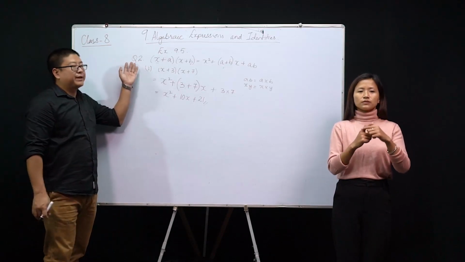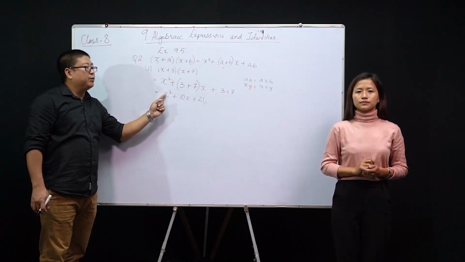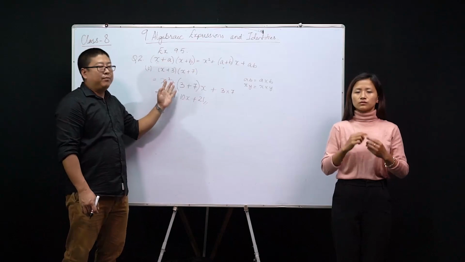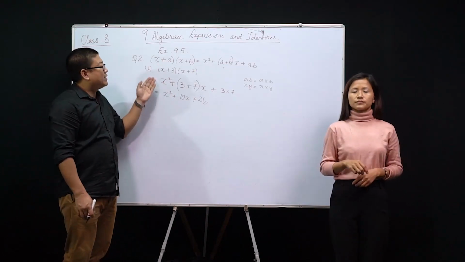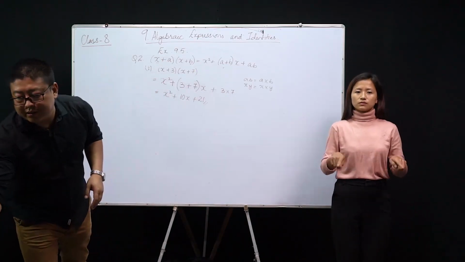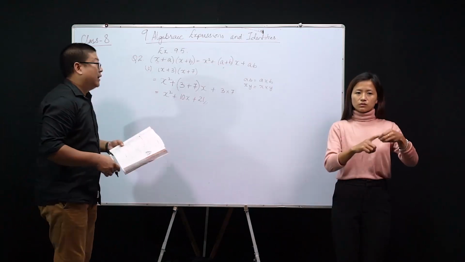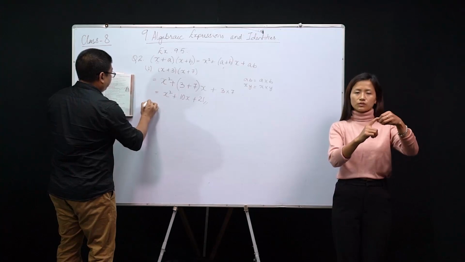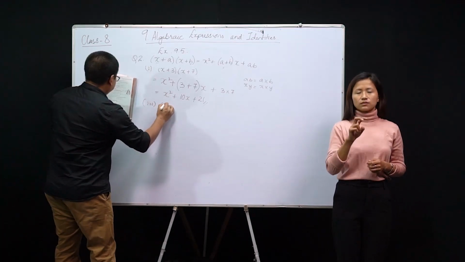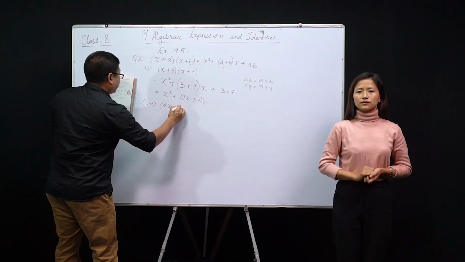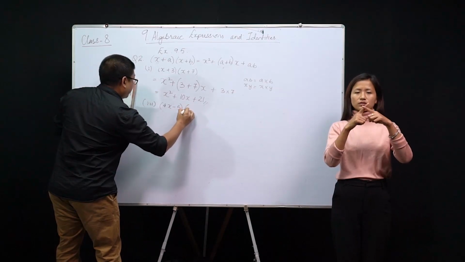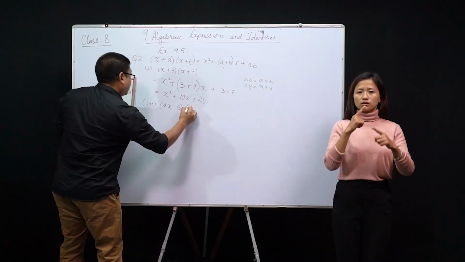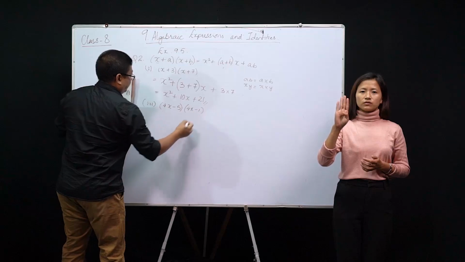So in this question, question number 2, this is how you will solve. It's all the same, no difference, very similar to all the questions, only the numbers will be changed. But there is one question where we will have to focus a little bit. It's given 4x minus 5 into 4x minus 1.